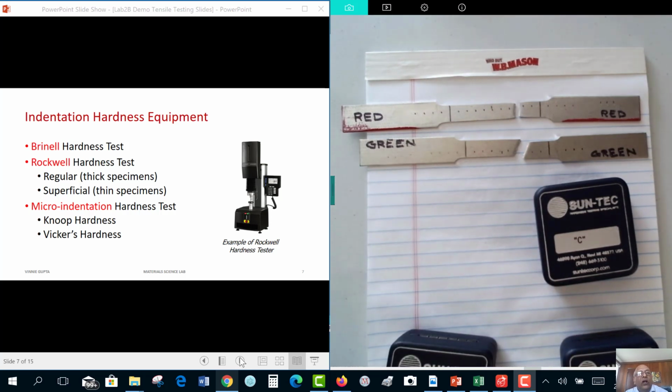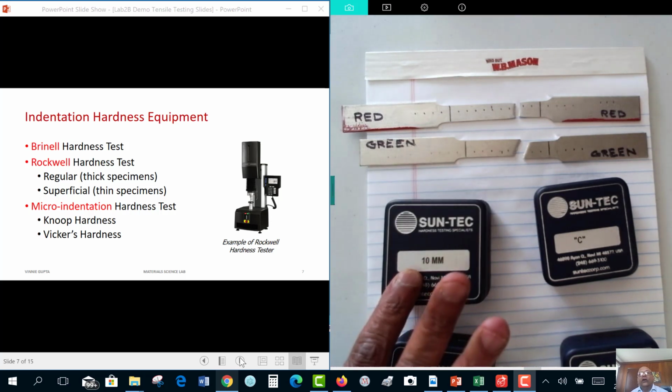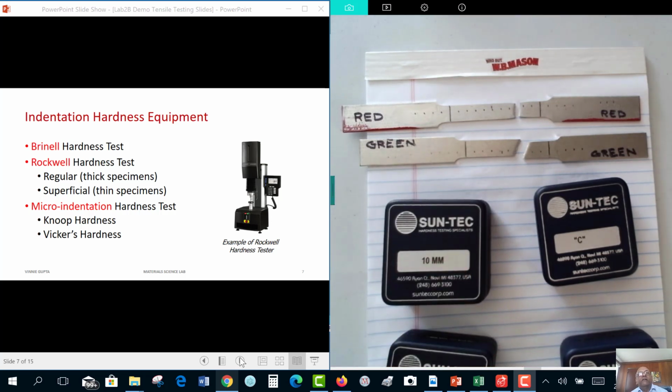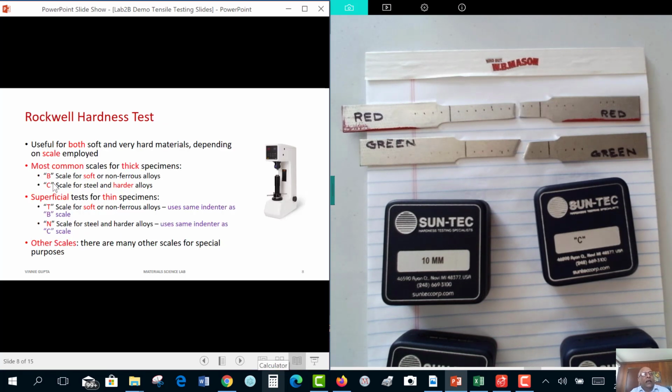Now, the load we used in Brinell hardness testing was from 500 kgs to 3000 kgs. More common was around 1500 kgs. In the Rockwell test, which we can use for both soft and very hard materials, we use loads of the order of anywhere from 15 to 150 kgs or so. The most common scale for thick specimens is the B scale.